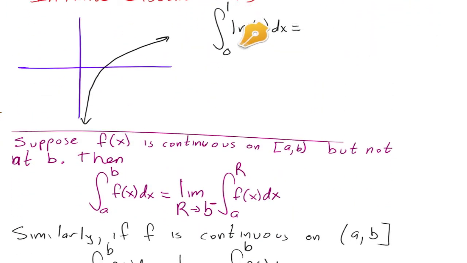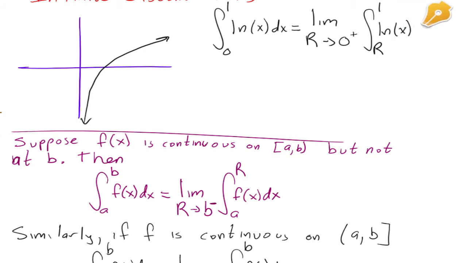All right, so the integral from 0 to 1 of natural log of x is equal to the limit as r approaches, whatever is discontinuous, right? Where is it discontinuous? 0, right? So the limit as r approaches 0 from the right of the integral from r to 1 of ln of x dx.